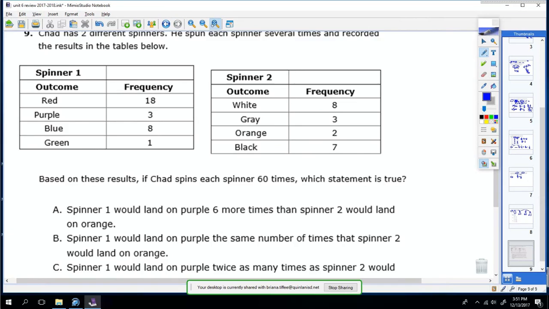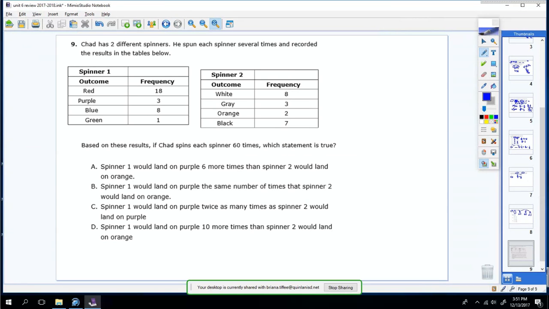All right, last one. Chad has 2 different spinners. He spun each spinner several times and recorded the results in the tables below. Based on the results, if Chad spins each spinner 60 times, which statement is true? So first off, let's add these together. 18 plus 8 plus 3 plus 1 is 30. And this one should add up to 20. So I did spinner 1 30 times and spinner 2 20.